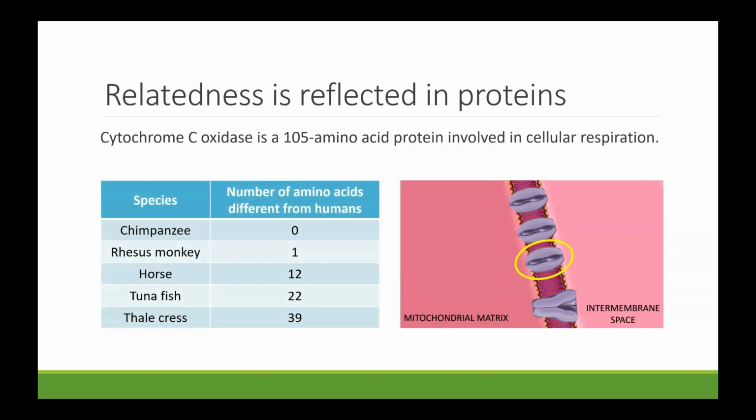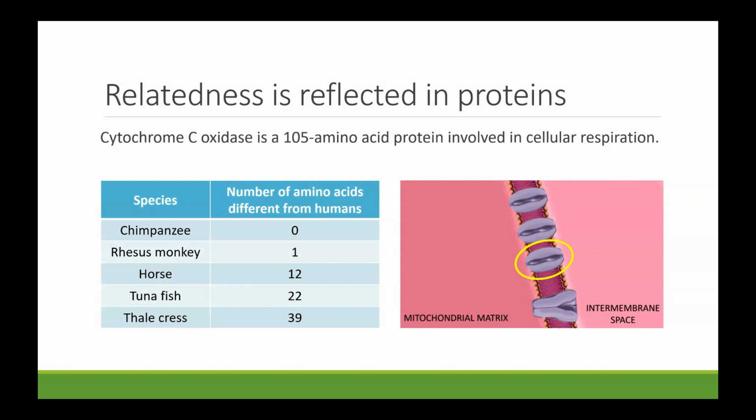And this table here shows you how similar the cytochrome C oxidase protein is in a variety of different organisms compared to humans. The protein is 105 amino acids long, and in chimpanzees, all 105 of those amino acids are identical to the ones seen in humans. In rhesus monkeys, all but one of them are identical. In horses, 12 out of the 105 are different. In tuna fish, 22 are different. And in thale cress, which is a type of mustard green plant, 39 of the amino acids are different.